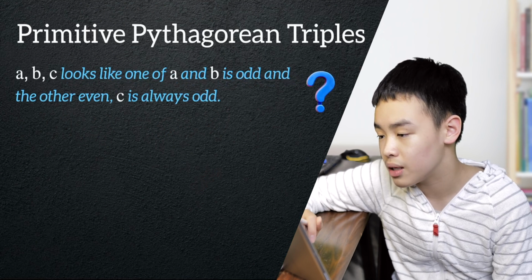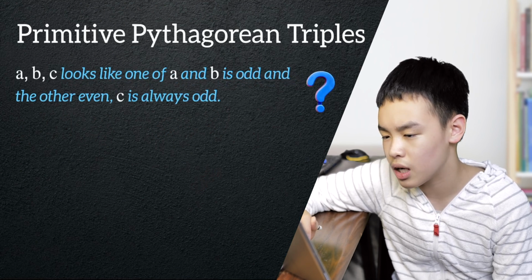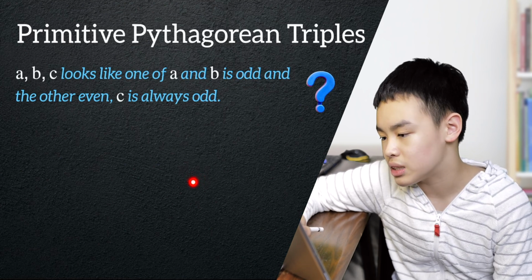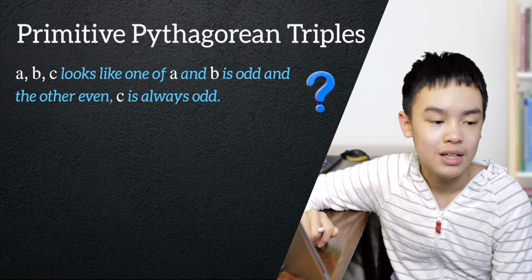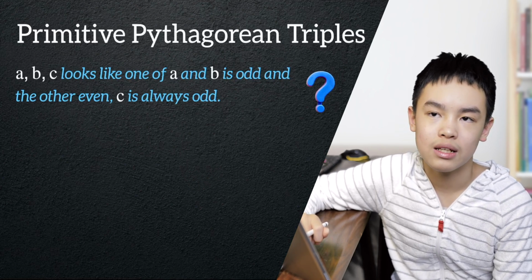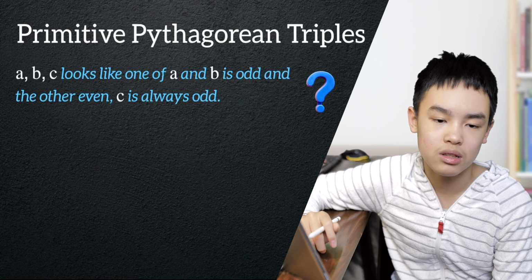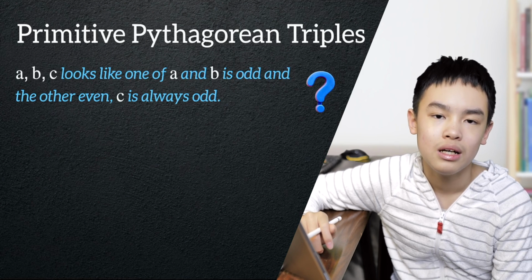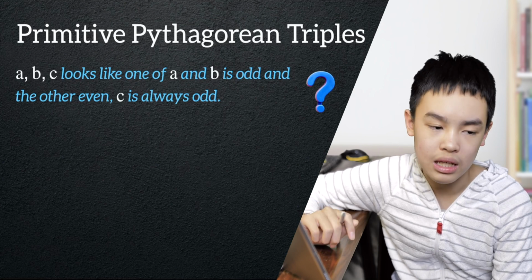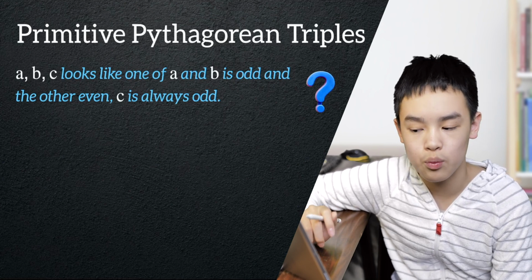We're going to write it like this. For a, b, c, it looks like one of a and b is odd and the other even, and c is always odd. But is this true? We'll have to prove it. So in order to prove that a, b have different parities, we'll say that since there are only 2 numbers, a, b, they can either be both odd, both even, or one odd, one even.